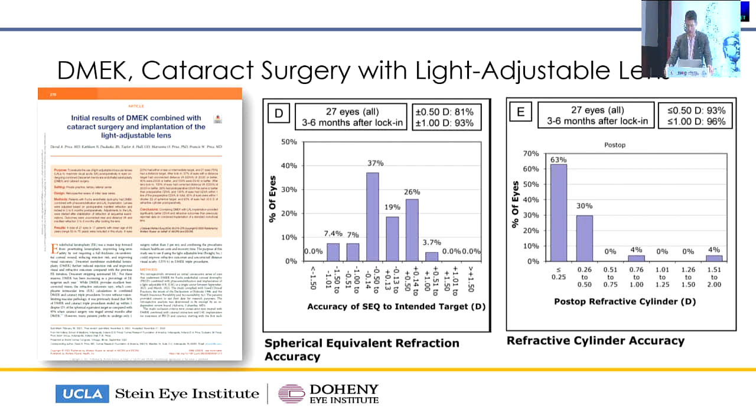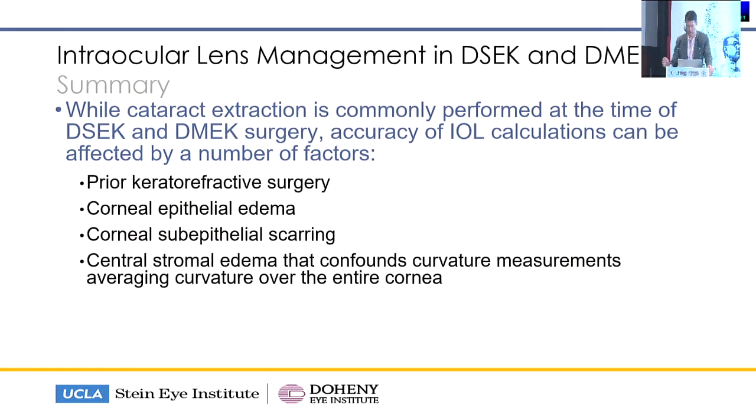So pretty impressive. Also, if you look at refractive cylinder accuracy, they're reporting 93% are within a half a diopter of the targeted correction, and 96% within 1 diopter. So again, it's not the biggest series, but I think big enough to convince me that this is something which can be of great utility in some of our patients. So while cataract extraction is commonly performed at the time of DMAC and DSAC, accuracy of the calculations can be affected by a number of different factors. This patient had a couple of them: prior refractive surgery and corneal epithelial edema, as well as subepithelial scarring, which I didn't appreciate really pre-op.